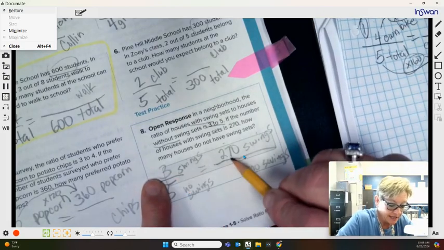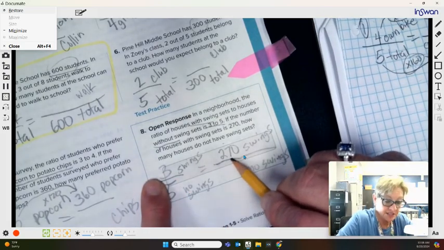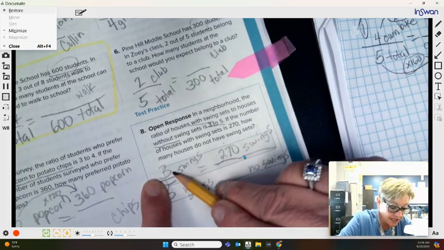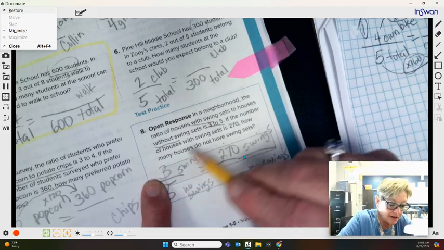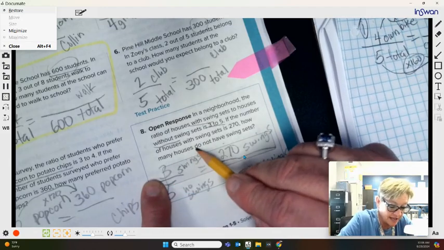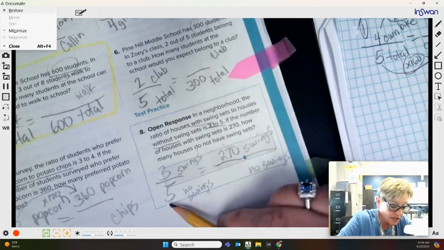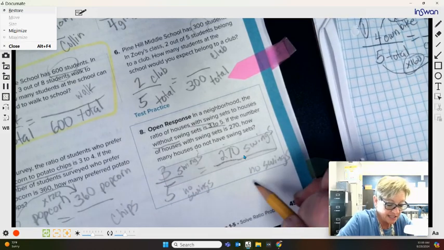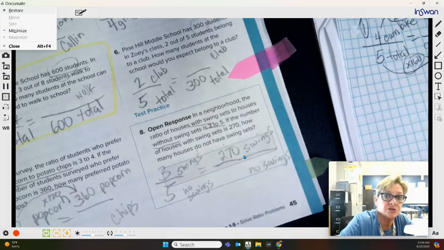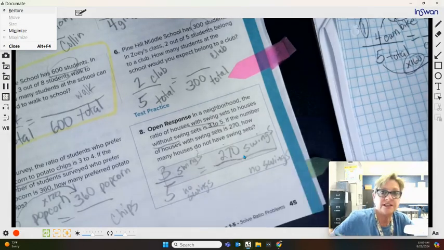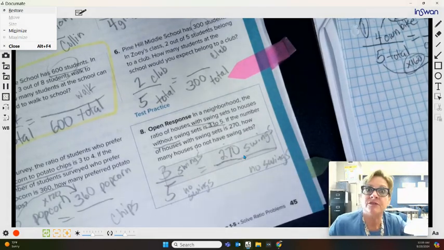How is 3 connected to 270? To solve for this, you divide 270 by 3. That would give you your multiplier, and whatever you multiply 3 times to get 270, you're going to multiply 5 times to get the answer to the question for no swing sets, okay? Hopefully this helps. Hopefully you're following directions.